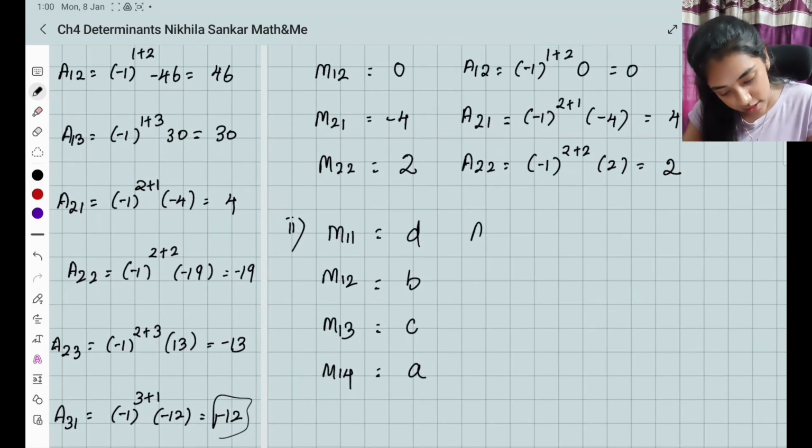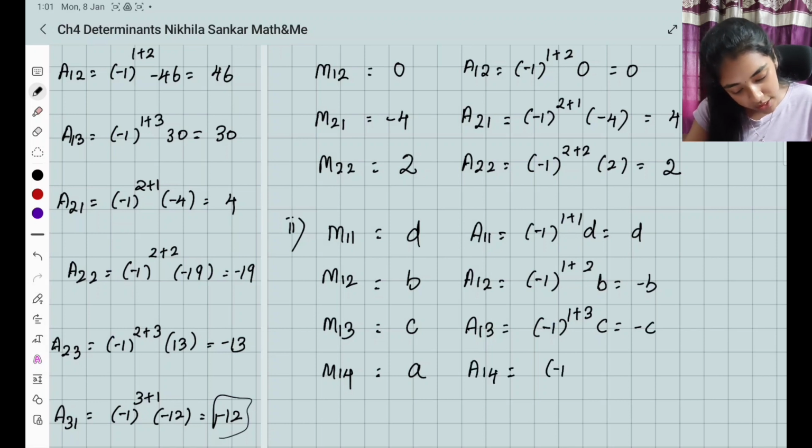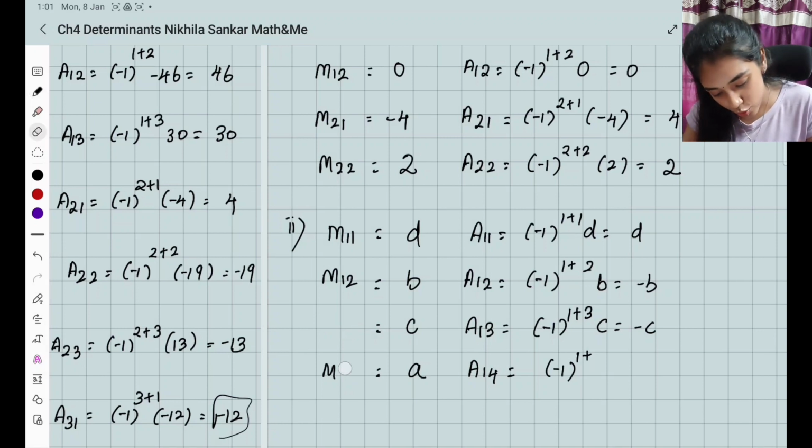இப்போ cofactors. So A11 is going to be minus 1 to the power 1 plus 1 times D, which is going to be D. Then A12 is going to be minus 1 to the power 1 plus 2 times B, which is going to be minus B. இல்லையா? Minus 1 to the power 3. Minus ஆ plus ஆ மட்டும் careful போடுங்க. A13 is going to be minus 1 to the power 1 plus 3 times C, which is going to be minus C. And A14 equals minus 1 to the power, sorry, this is going to be 2, 1, இல்லையா?